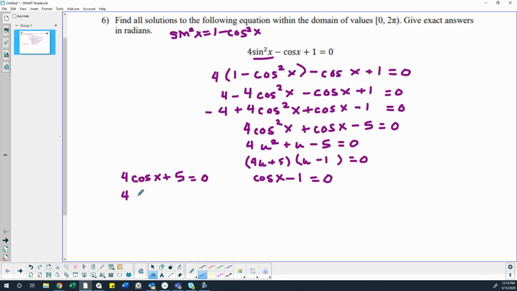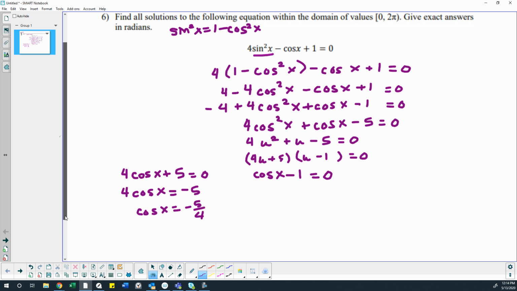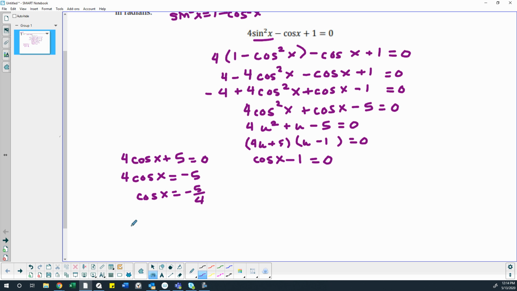So that gives us 4 cosine x equals negative 5, so cosine x equals negative 5/4. We're supposed to give exact answers in radians. So since we're supposed to do exact answers and there's no way to do an exact answer with this one, we'll have to check the answer key and see if it agrees. But I think we're going to have to just do the arc cosine of negative 5/4.